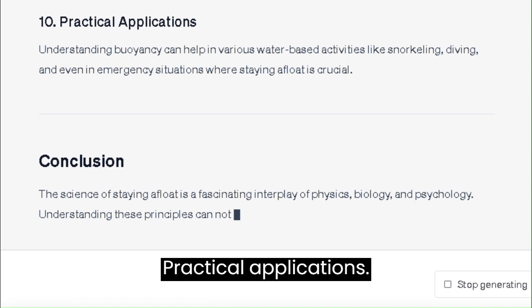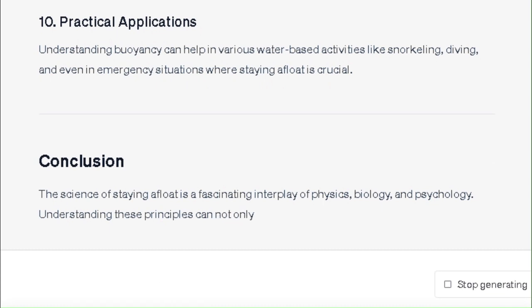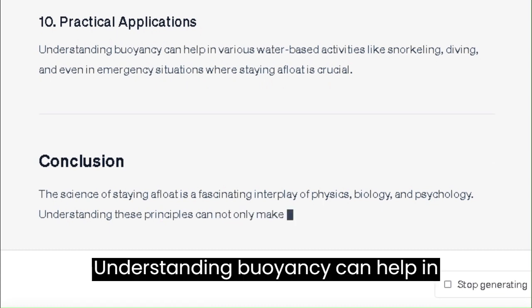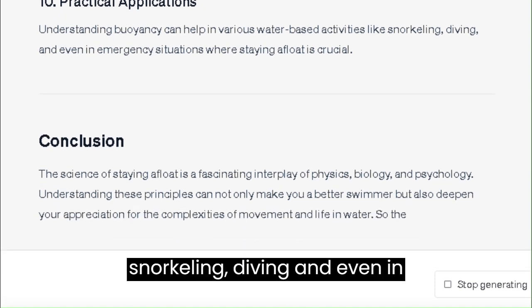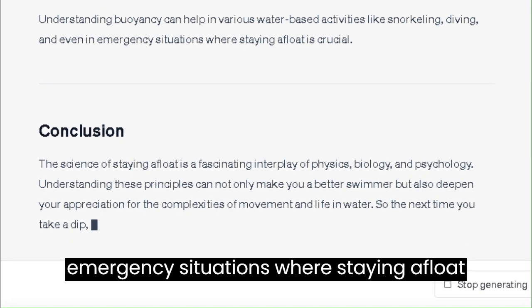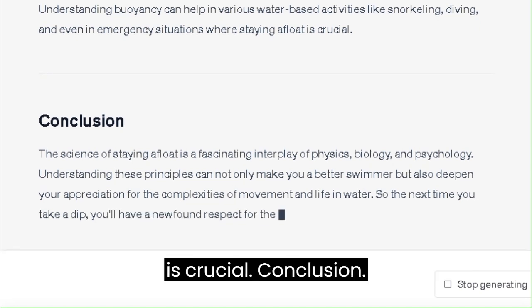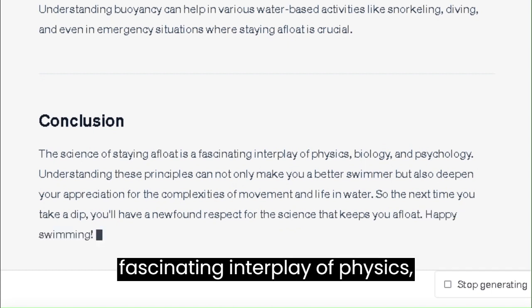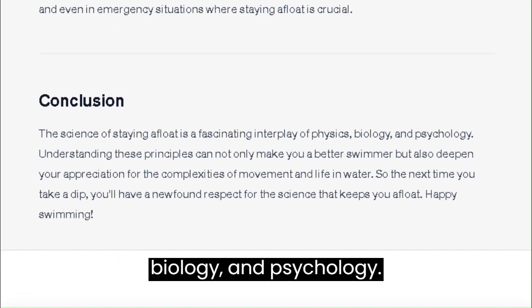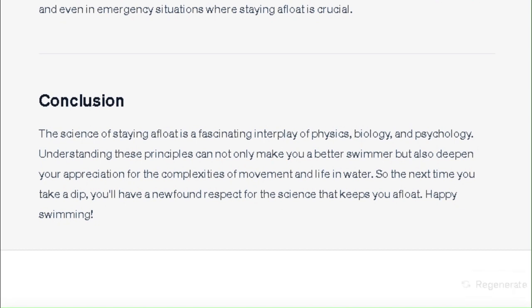10. Practical applications. Understanding buoyancy can help in various water-based activities like snorkeling, diving, and even in emergency situations where staying afloat is crucial. Conclusion: the science of staying afloat is a fascinating interplay of physics, biology, and psychology.